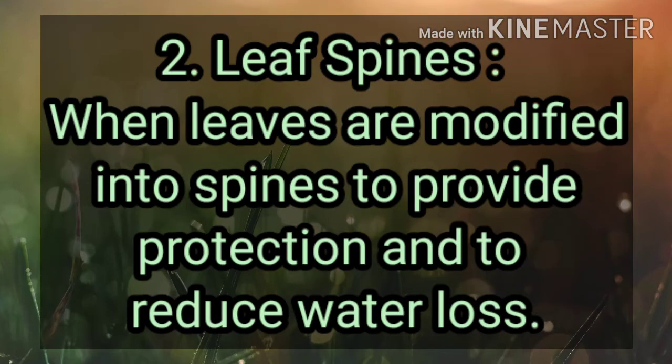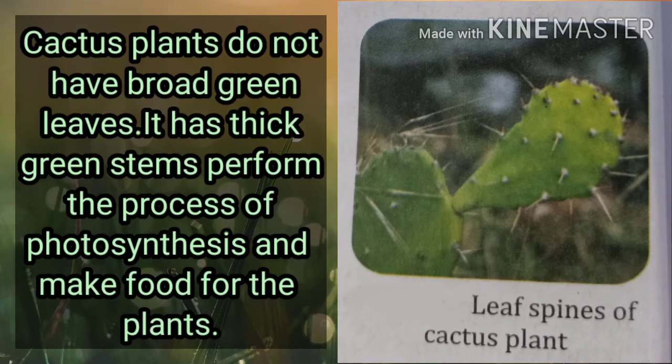Now we discuss leaf spine. Leaves of certain plants get modified to provide protection and to reduce water loss. For example, the cactus plant does not have broad green leaves. It has only a thick green stem, which performs the process of photosynthesis and makes food for the plant.